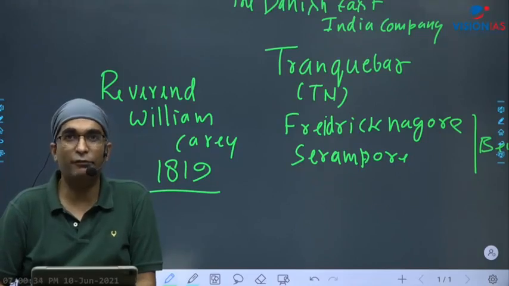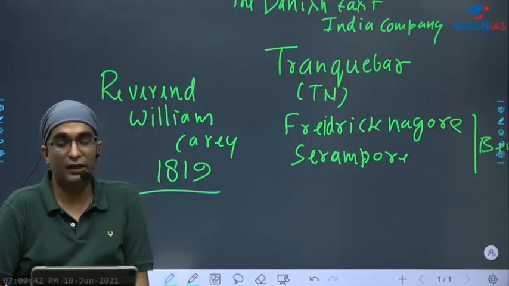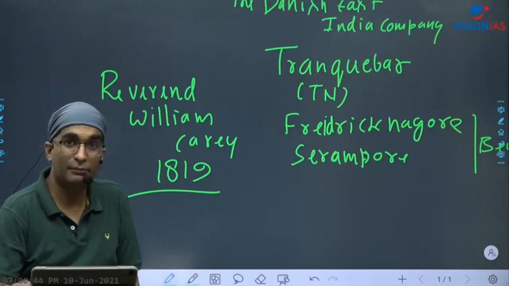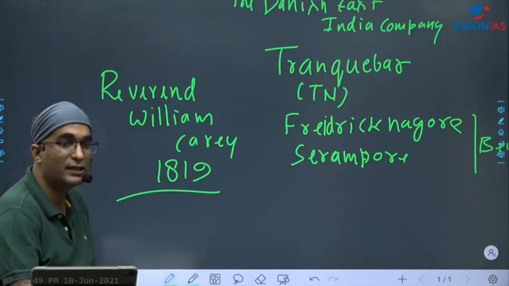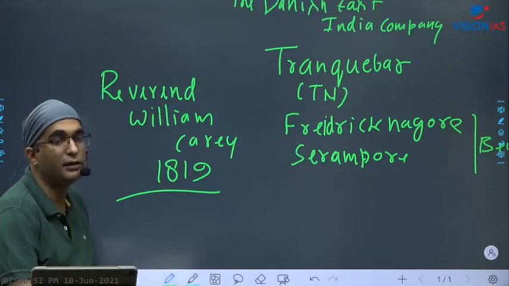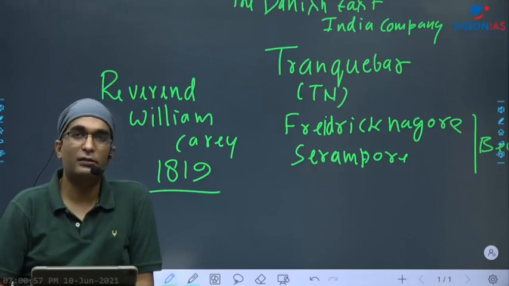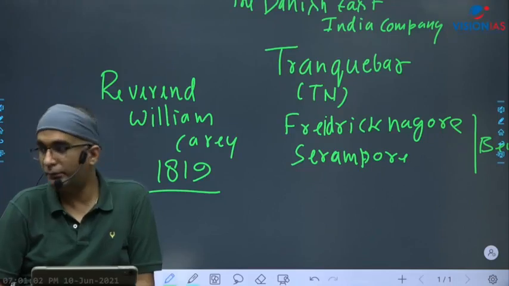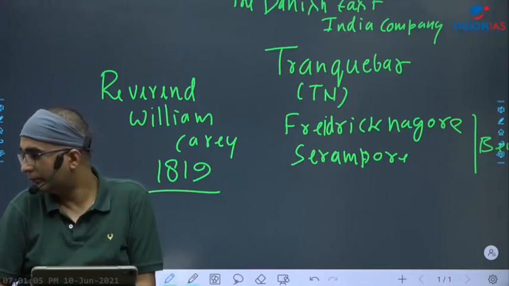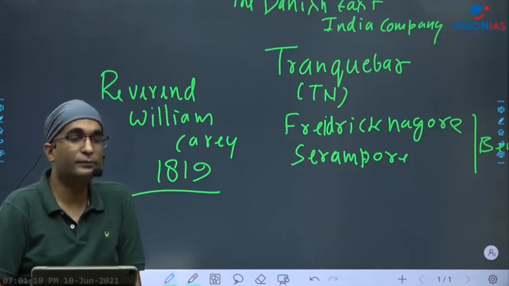Then you mention, in 1845, Denmark ceded. Ceded means it gave. So Denmark ceded Serampore to the British East India Company, or to the English.